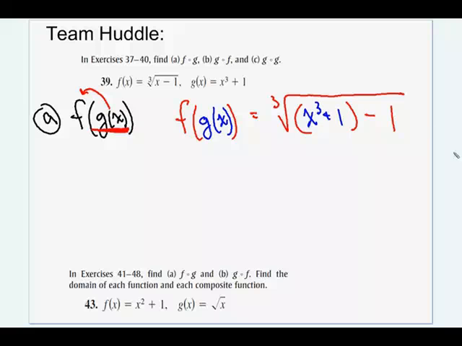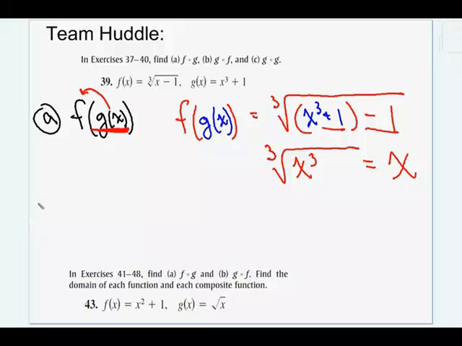So underneath the radical, we can do a little simplifying here. We're going to have the third root. The plus 1 and the minus 1 will cancel, and we're left with x to the third. Ooh, that's nice. What is the third root of x to the third? Well, those third and third roots are going to cancel, and we're just left with good old x.